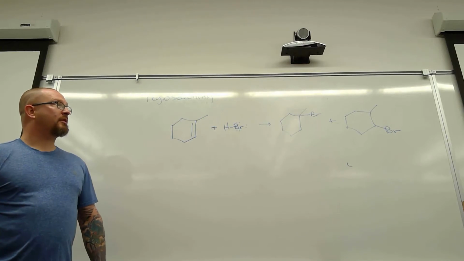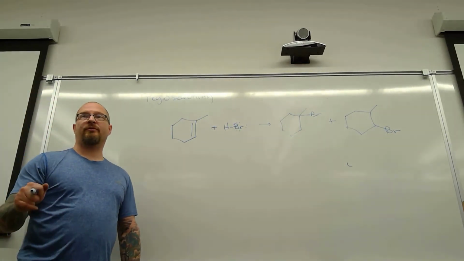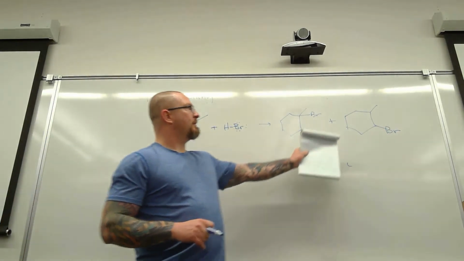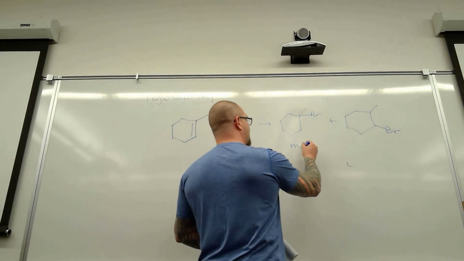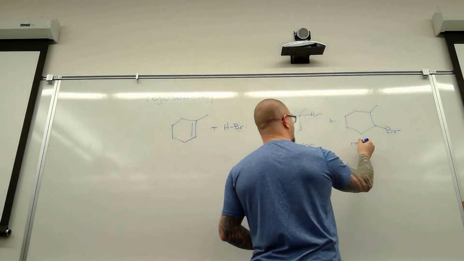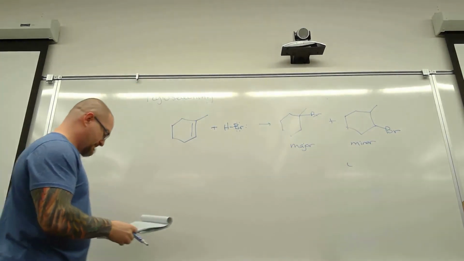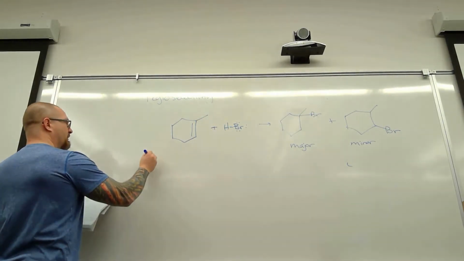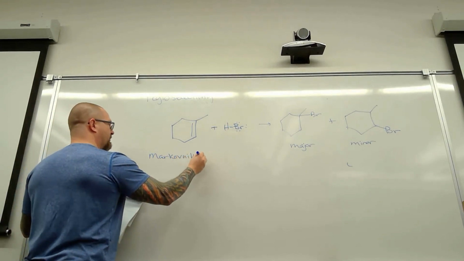Yes, because the bromine is going to do this attack where the carbocation is most stabilized, which is on the more substituted carbon. In this case, tertiary one. And this is a secondary. So tertiary versus secondary, tertiary wins. This will be our major product. This will be our minor product. And this is called Markovnikov's rule.